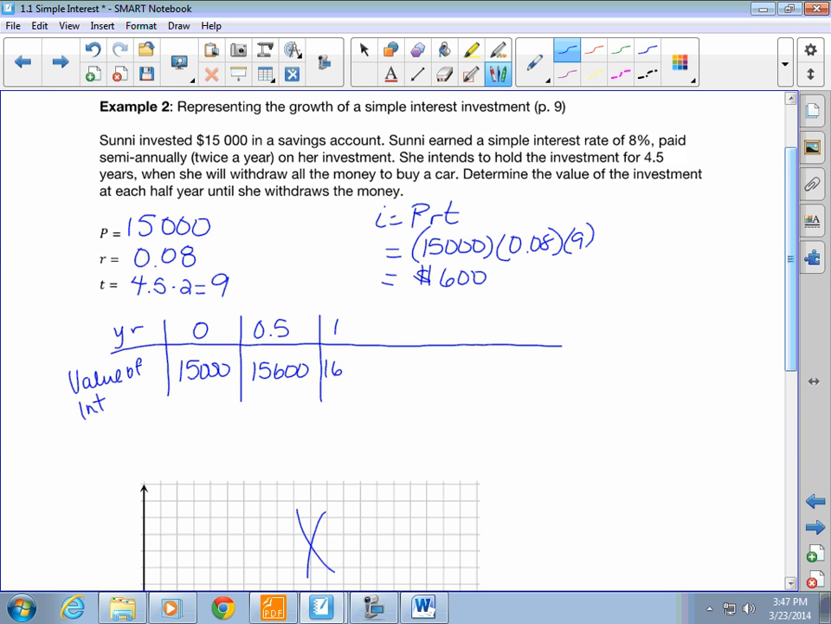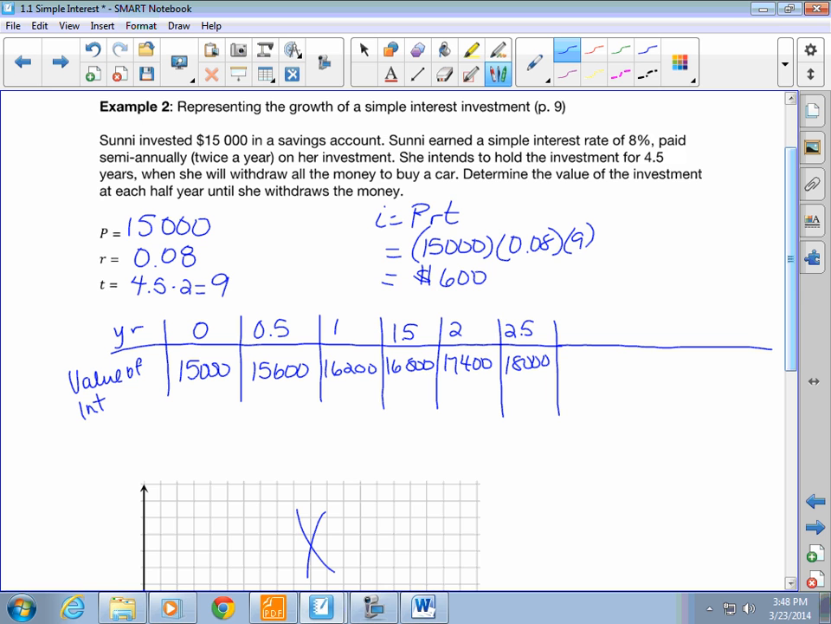So this would be $16,200. At 1.5, it would be worth another $600. So this would be $16,800. And another half year, it would be worth another $600. So that'll be $17,400. Another $600. So that's going to be $18,000.